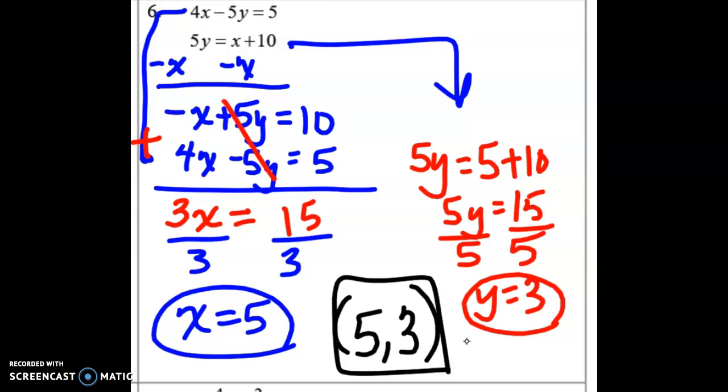You know, always smart to see if it works. 4 times 5 is 20. 5 times 3 is 15. 20 minus 15 is 5. 5 times 3 is 15. 5 plus 10 is 15. So I know it works.